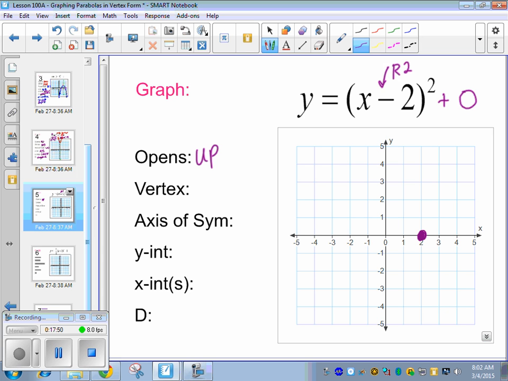So Scott, what's the vertex? 2, 0. Okay. 2, 0. So we can go ahead and do our points. There's no number in front here, so we have our normal graph of left 1, up 1, right 1, up 1, left 2, up 4, right 2, up 4. And we do our parabola.